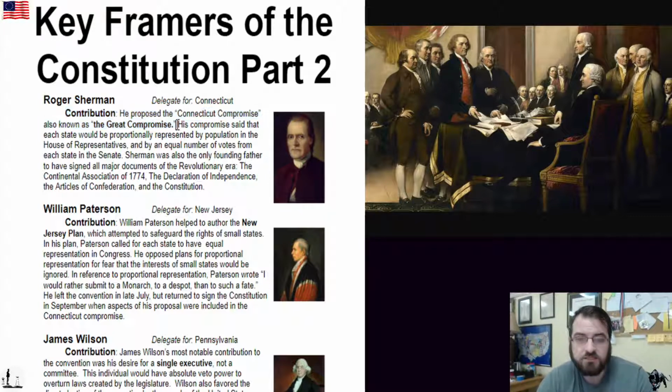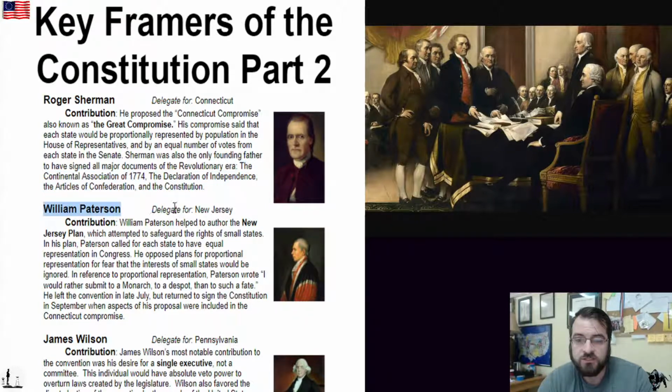His compromise said that each state would be proportionately represented by population in the House of Representatives and by an equal number of votes from each state in the Senate. Sherman was also the only founding father to have signed all major documents of the Revolutionary era. He signed the Continental Association of 1774. He signed the Declaration of Independence. He also signed the Articles of Confederation, and he signed the United States Constitution.